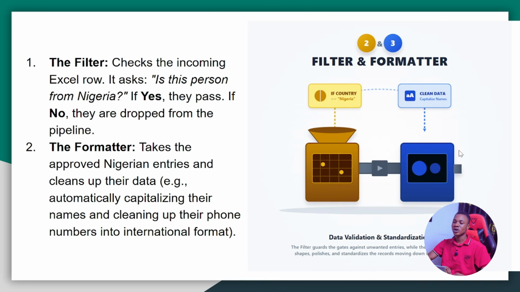Number 2 and 3 are the filter and the formatter. The filter checks the incoming Excel row. Let me just explain it, please. Let's leave all these things. Now, let's say you fill a form and the person receives an email. Okay, let me explain it from this angle.